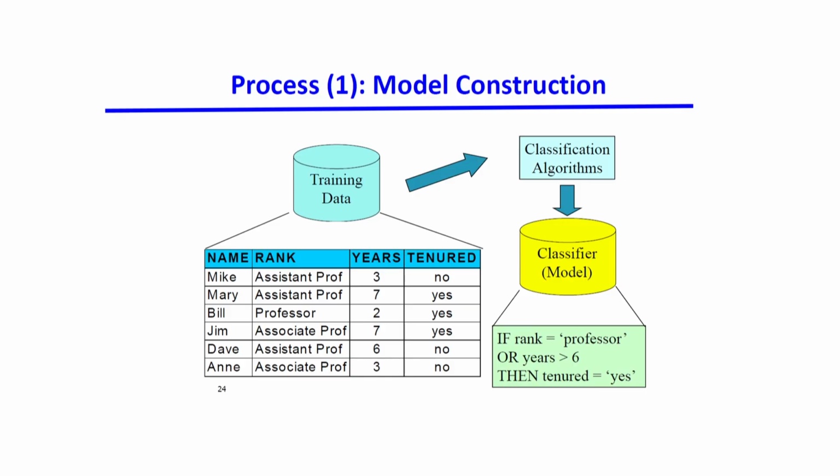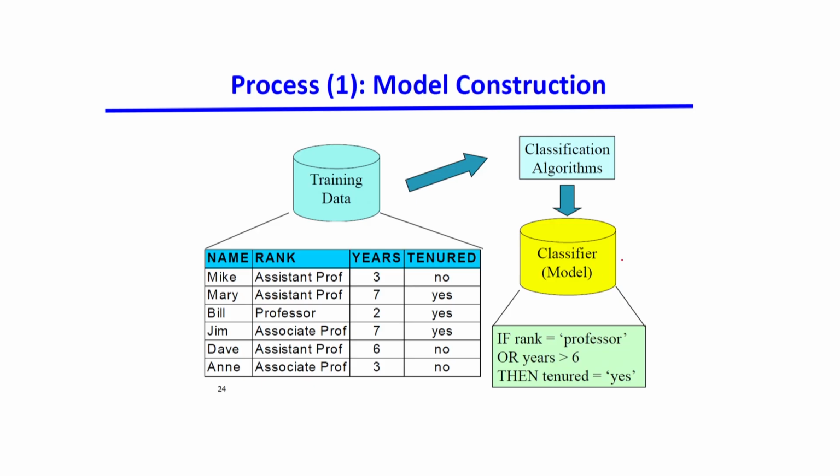To give an example, let us say I have this data. I have the names of the faculties, their ranks, how many years they spent, and whether they got a permanent job or not, tenure, right. So, if Mike has spent only 3 years, he has not got a permanent job or tenure. Bill has spent 2 years, but he got tenure, very interesting. And similarly, Jim, who is an associate professor, has spent 7 years, he got tenure, right. So, as you understand, associate professors can get tenure based on how much time they spend and what their rank is, right. Assistant professors are not. So, that is the classification process, right.